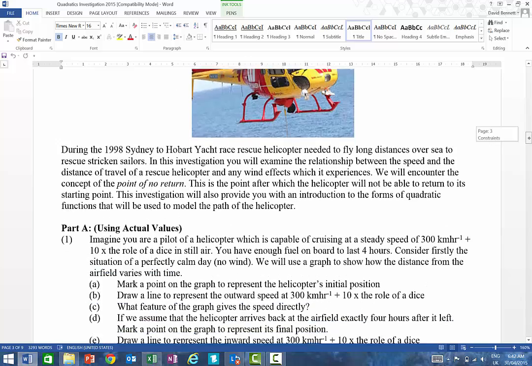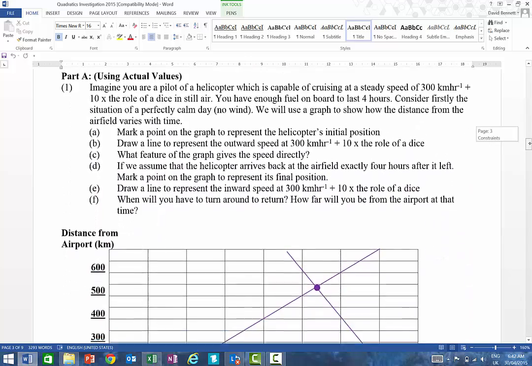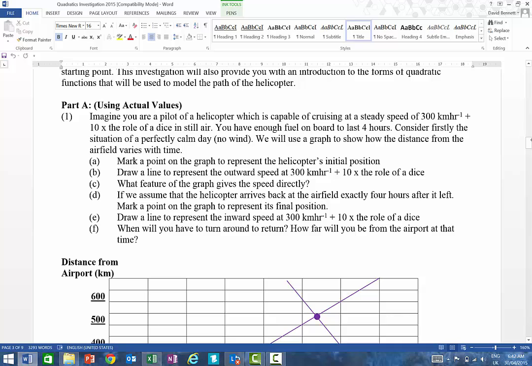So there's lots of things to consider there that you can talk about in terms of the reality of the real situation. So for part A, you're going to say the helicopter's cruising speed is 300 kilometres an hour plus 10 times the roll of a dice. So you're going to roll a dice, so you're not necessarily working with the same value that another person in the class is using. We'll get maybe a 12-sided dice for you to roll, and that should give you a reasonable chance to get something.